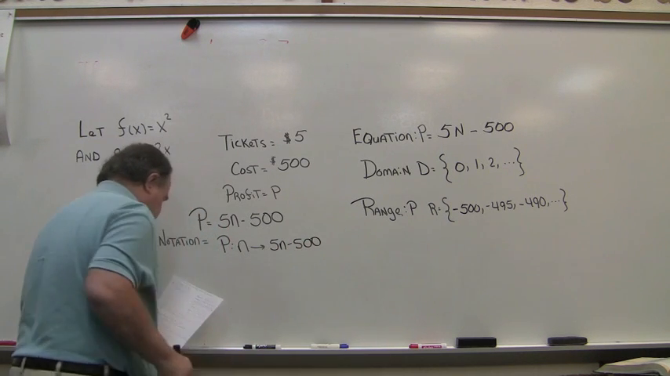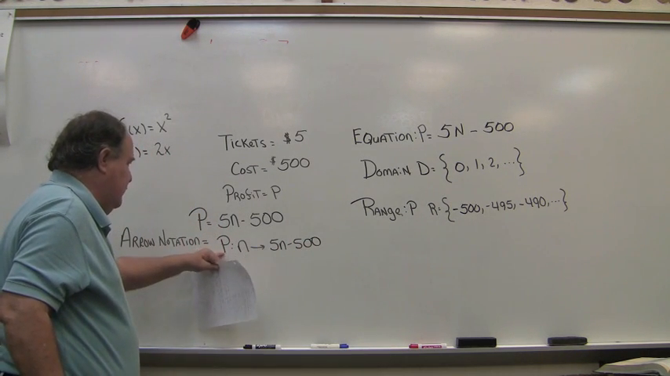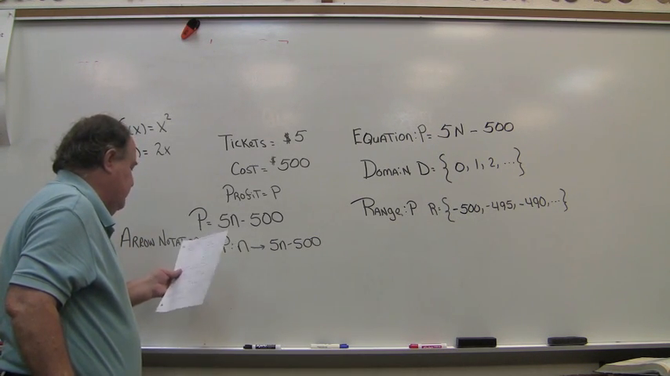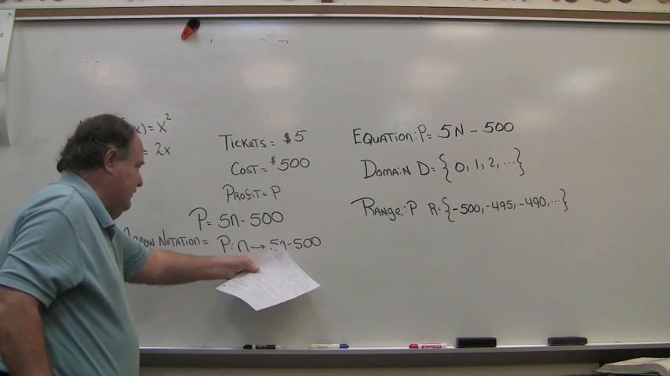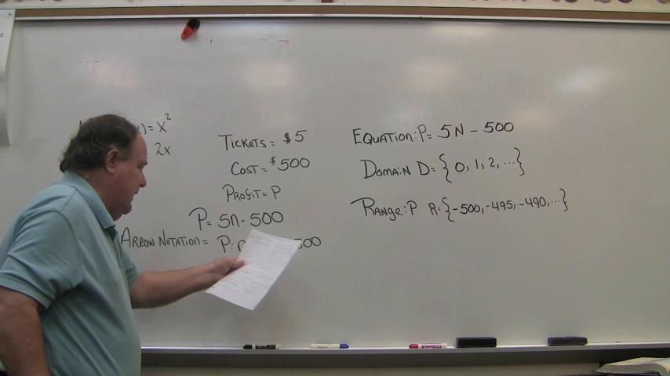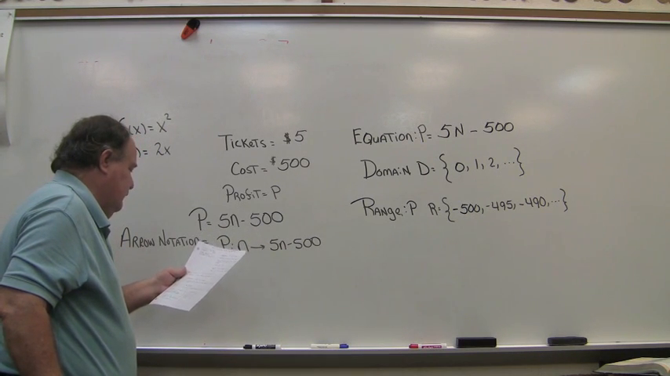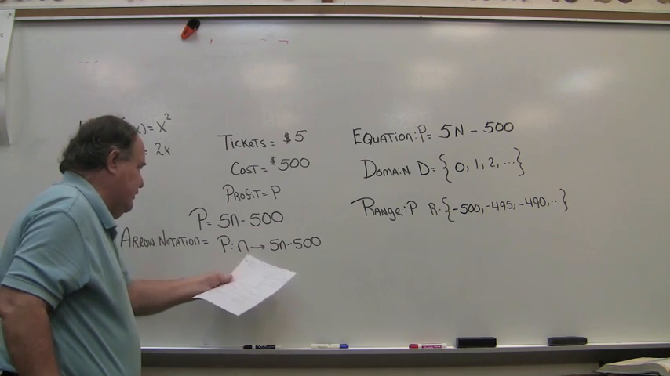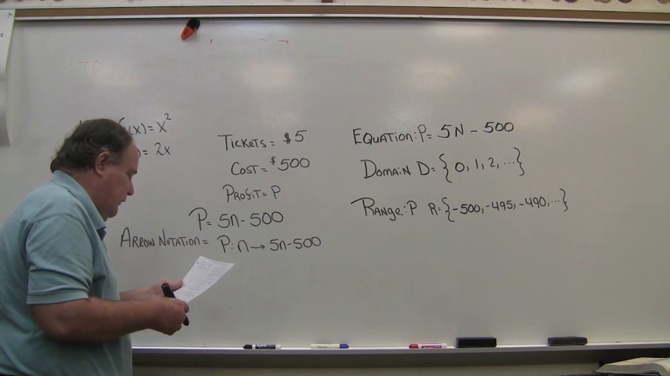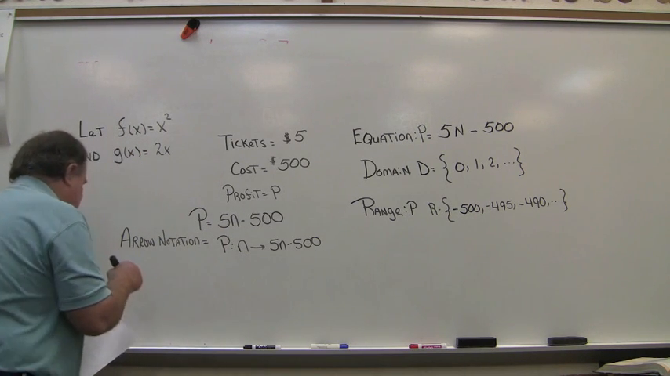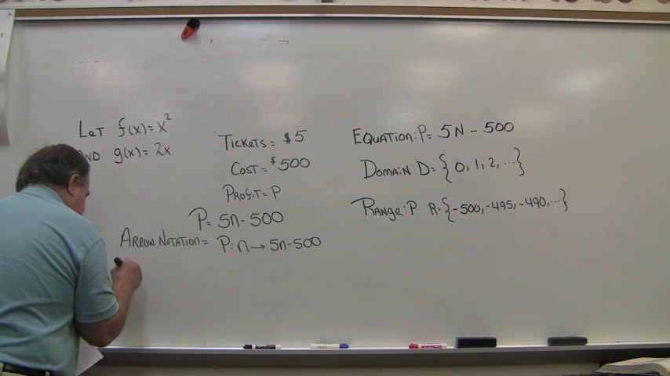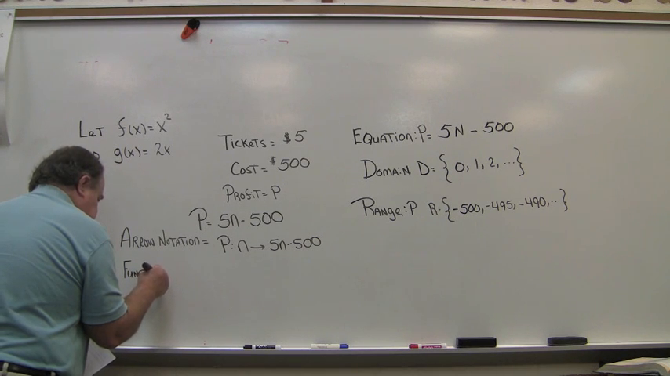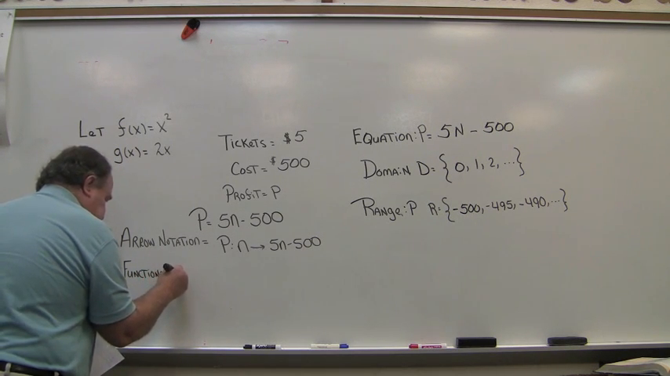Now we read this in a certain way. We read it, the function P that assigns N to 5N minus 500. Or we could say the function P that assigns 5N minus 500 to N. That's called the arrow notation. And this is the notation I like to use. It's called functional notation.